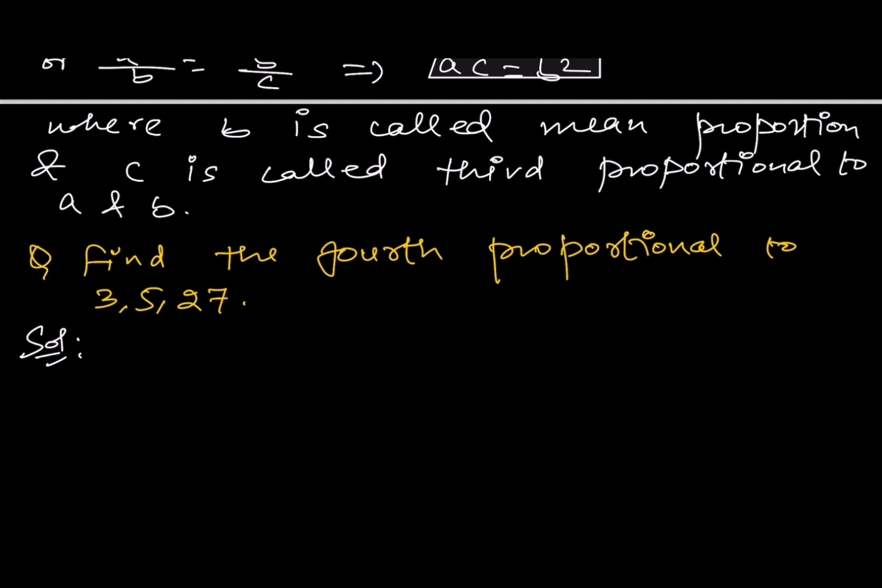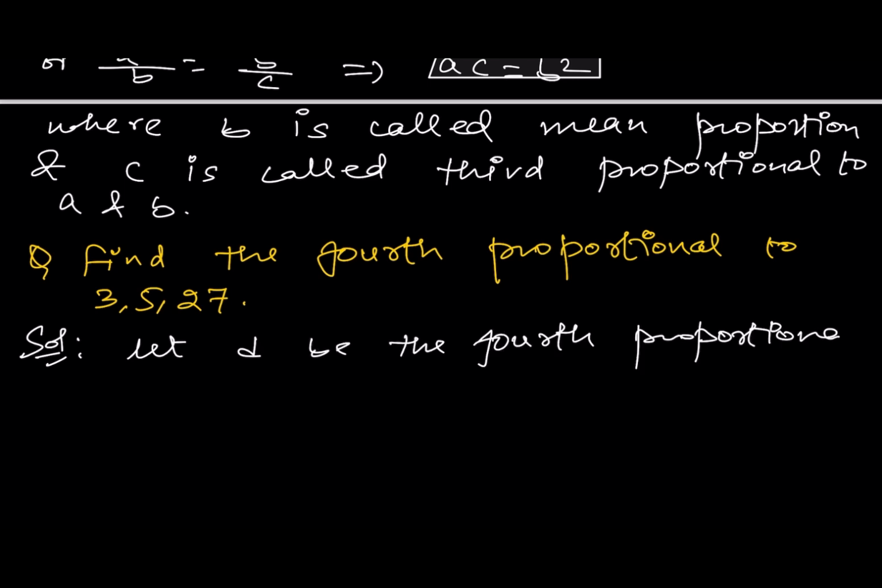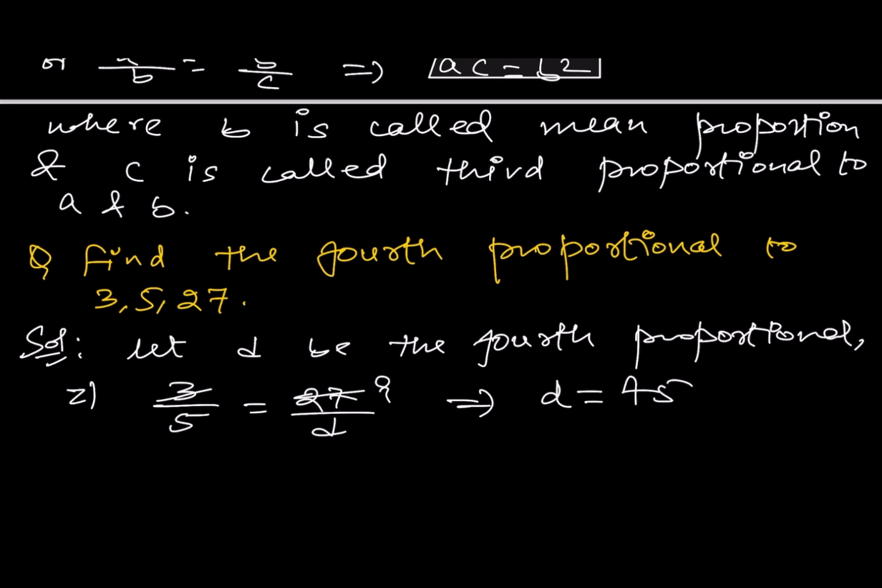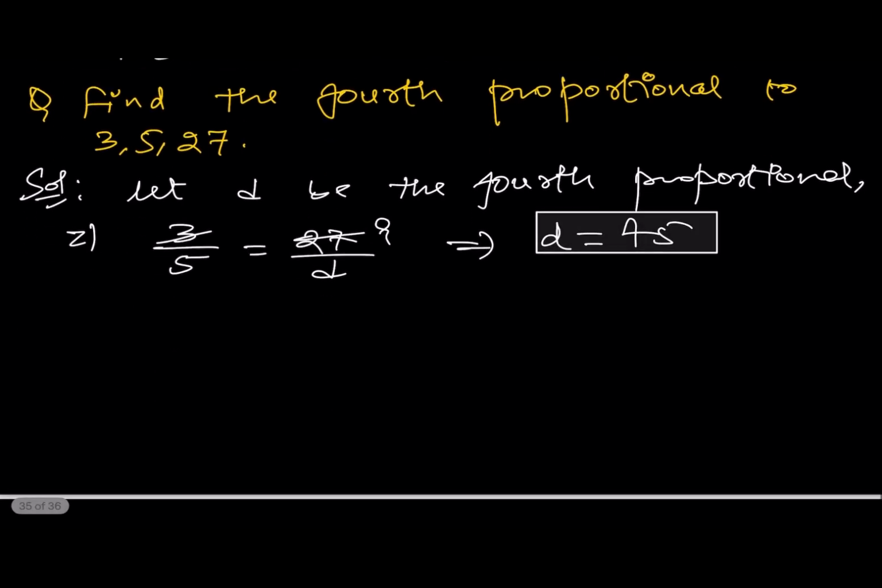right? So let's say D be the fourth proportional. So it implies 3 upon 5 is equal to 27 upon D, or 3 nines are 27. It means D is equal to 45. As simple as that. No problem. Now let us come to second question.